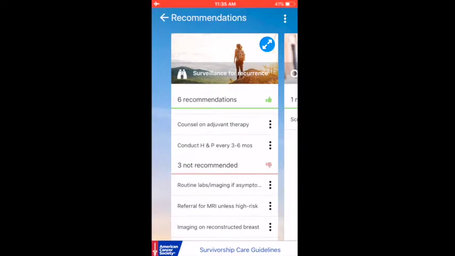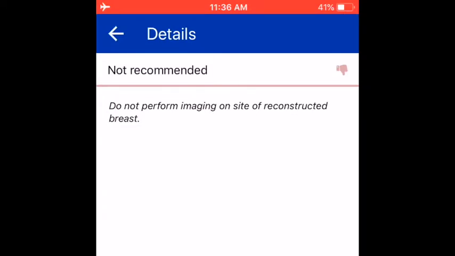There are 3 items that are not recommended. These have a thumbs down sign next to them. For the purpose of breast cancer survivorship, routine labs and imaging are not recommended. Referring for an MRI is not recommended unless the patient is at high risk. Imaging or reconstruction. Do not perform imaging on the site of reconstructed breast.